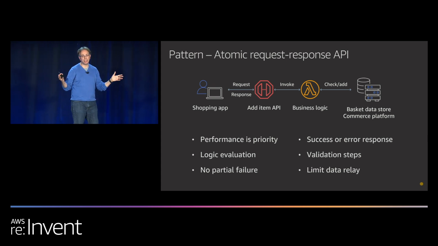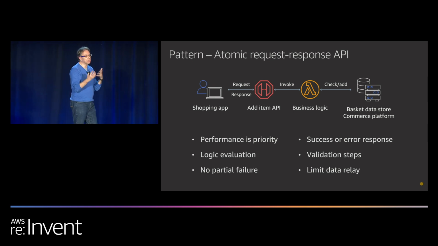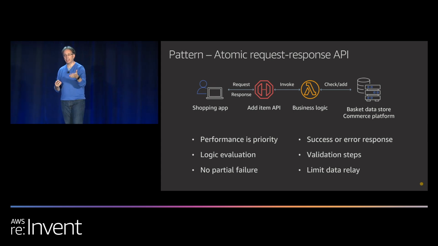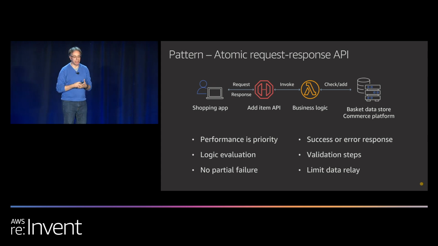And the solution here is pretty straightforward. There is an API gateway that is configured to do a request response. And the API gateway is calling a Lambda function in a synchronous way. So it's a synchronous invocation. The Lambda function is doing the final check on the item, and then it's adding the item using the basket data store that is provided by the new commerce platform that they are implementing.